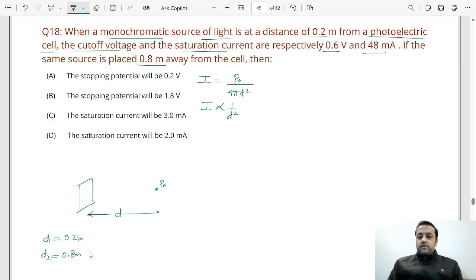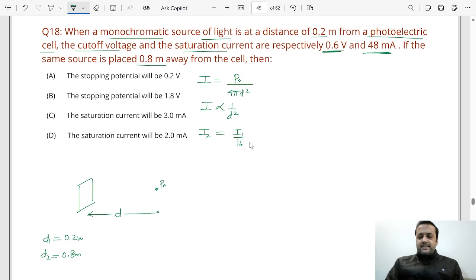So if distance has become 4 times, we can say that intensity will become 1 by 16 times. The new intensity will be 1 by 16 times the old intensity, because intensity is inversely proportional to d square. If you make d as 4d, then 4 square will come in the denominator, which is going to make intensity 1 by 16 times the original value, right? Now in the first case, the cutoff voltage and the saturation current were this. Cutoff voltage means 0.6 volt. Cutoff voltage basically means stopping potential, and the saturation current was 48 milliampere.